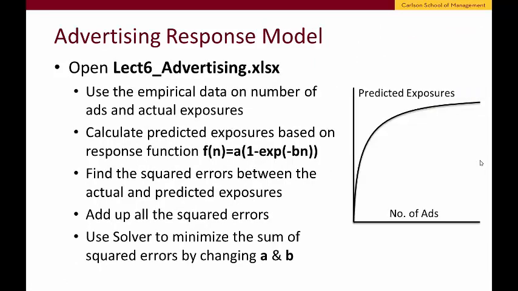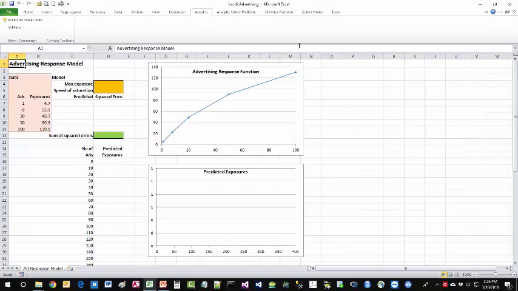Okay, next we're going to use the empirical data on the number of ads and actual exposures to estimate the predicted response function using the method of minimizing the sum of squared errors between the actual and predicted exposure. The solver will then help find this minimum by changing the maximum response and the speed of response parameters A and B that we just described on the previous slide, right? So we're going to do that all in the elect6 underscore advertising file.